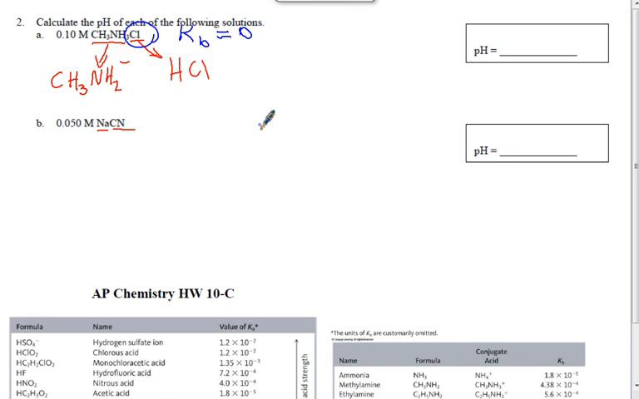That makes it a really pathetic base. Cl is really bad at stealing hydrogen. Super bad. Which was kind of an iffy movie.